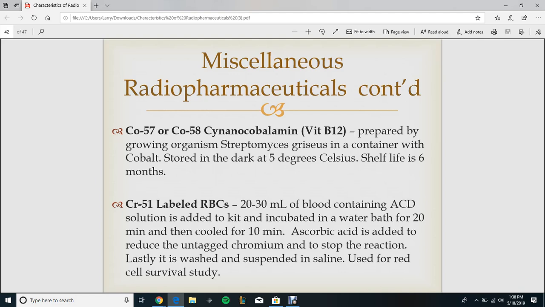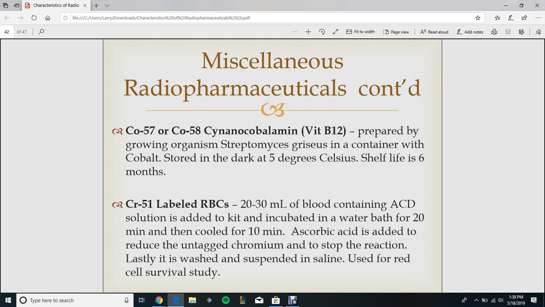cyanocobalamin, vitamin B12. Vitamin B12 is prepared by growing organisms Streptomyces griseus in a container with cobalt. It is stored in the dark at 5 degrees Celsius and the shelf life is 6 months.